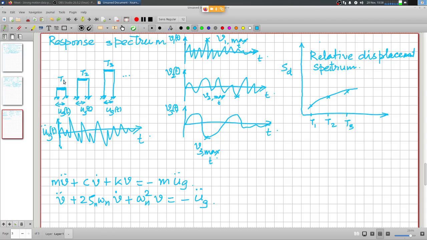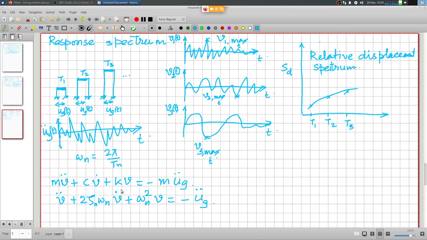So omega n is of course equal to 2 pi over Tn. So for different values of oscillator natural frequency and for a given value of damping ratio, we can find out the response like this. So for omega 1 we computed this time history, for omega 2 we computed this time history, for omega 3 we can compute this time history, and we extract the maximum response.